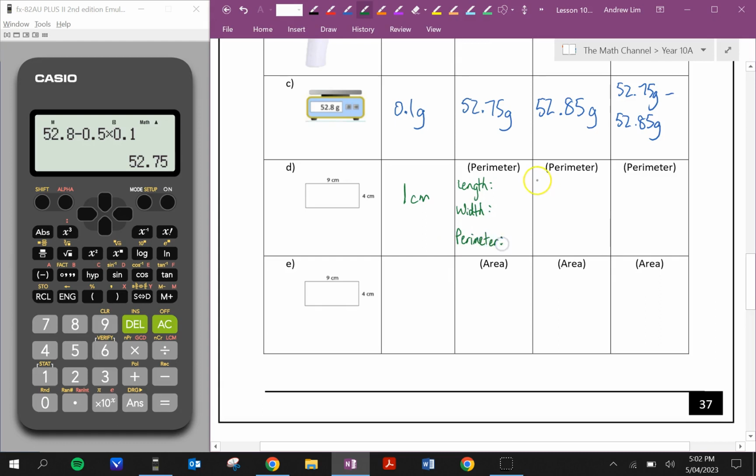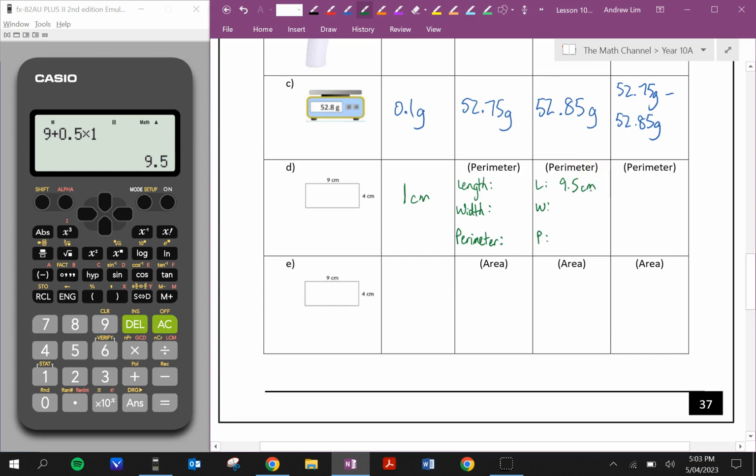Okay, length, width, and perimeter. So let's have a look at this. The length is 9 centimeters. Because the smallest unit of measurement is 1 centimeter, the upper bound of the length is 9 plus half times the smallest unit, 9.5. In reality, it could be up to 9.5 centimeters.